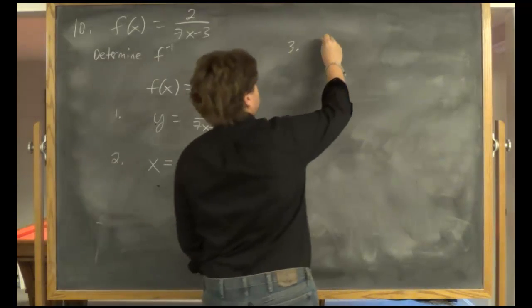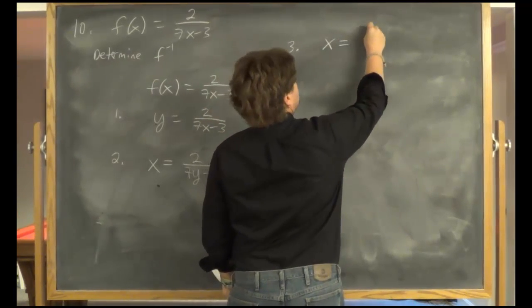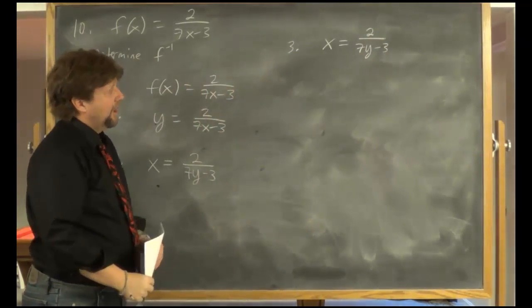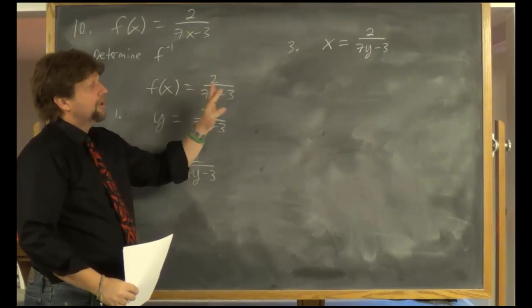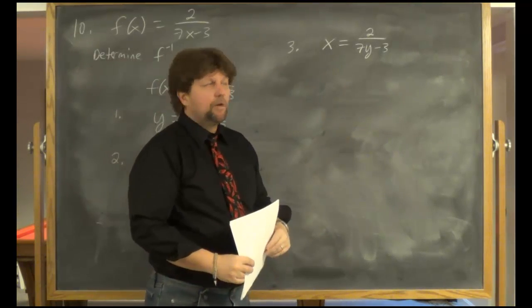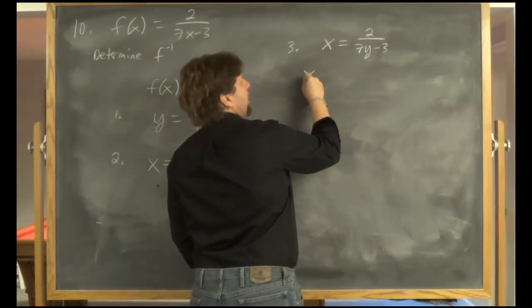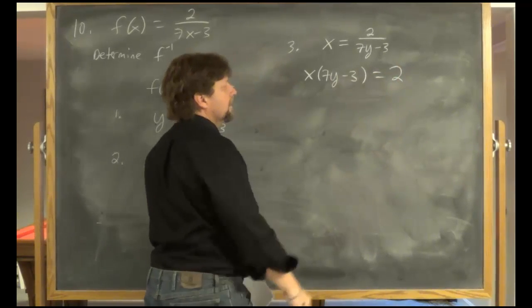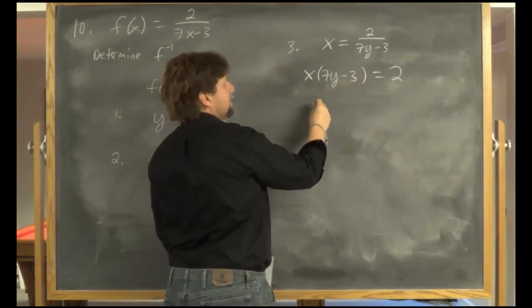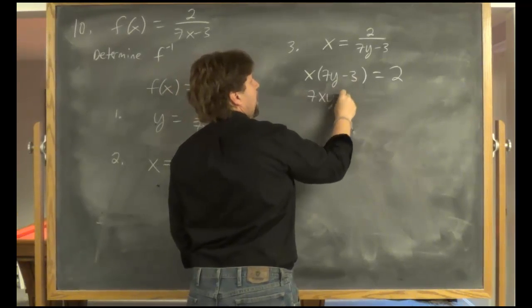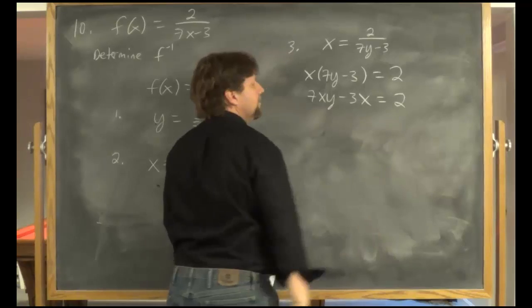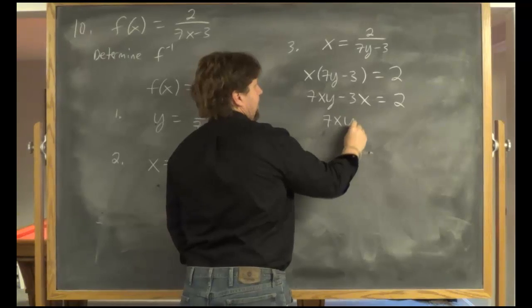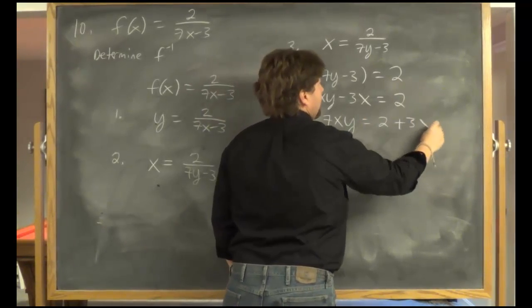I'm going to take x equals 2 over 7y minus 3, and I'm going to solve that for y. I would start off by multiplying both sides of the equation by 7y minus 3. That will give me x times 7y minus 3 equals 2. I would then distribute this x to get 7xy minus 3x equals 2. I would add 3x to both sides to give me 7xy equals 2 plus 3x.